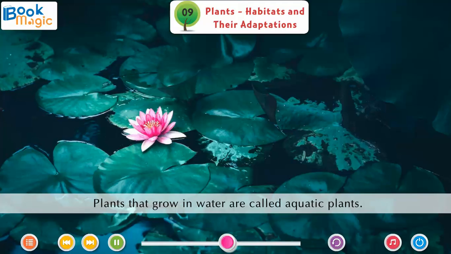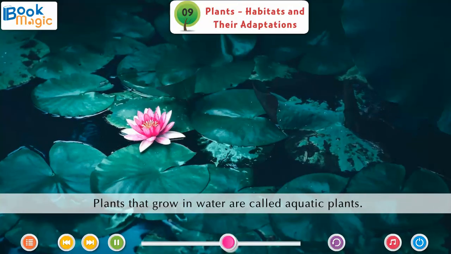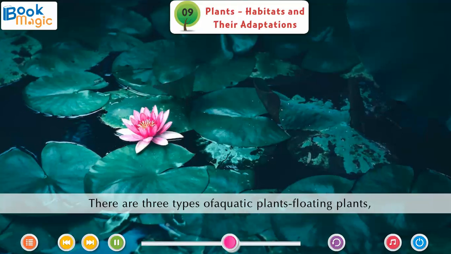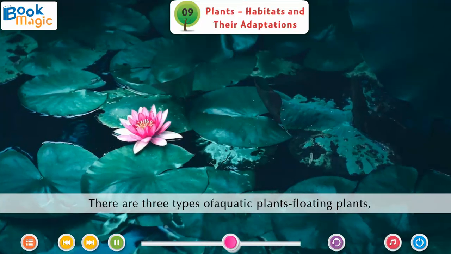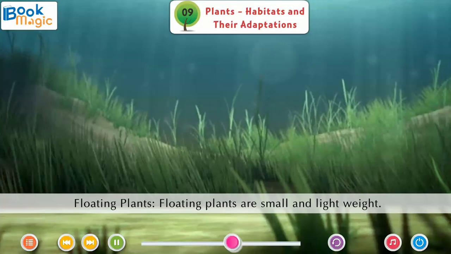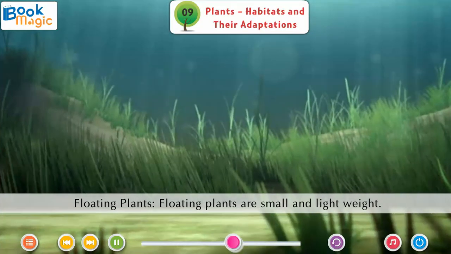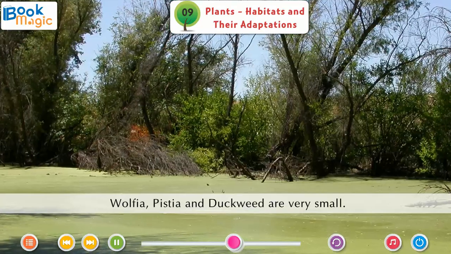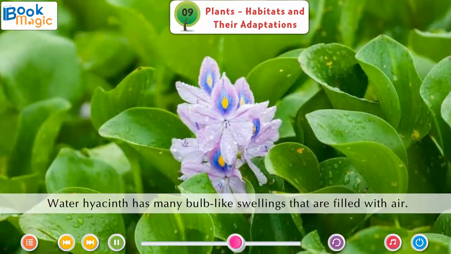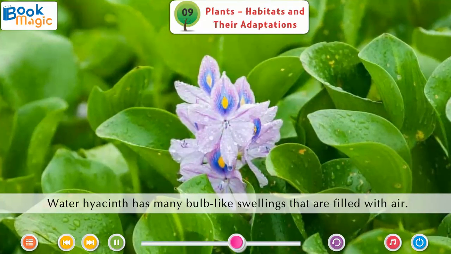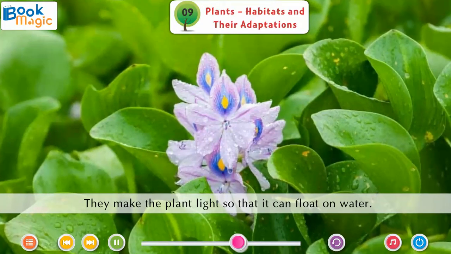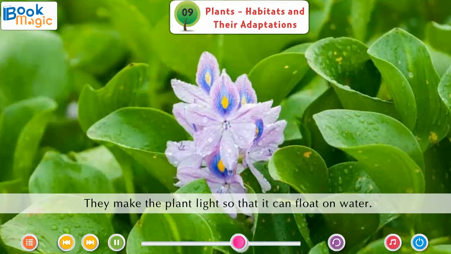Aquatic plants. Plants that grow in water are called aquatic plants. There are three types of aquatic plants: floating plants, fixed plants, and underwater plants. Floating plants. Floating plants are small and light in weight. Wolffia, pistia, and duckweed are very small. Water hyacinth has many bulb-like swellings that are filled with air. They make the plant light so that it can float on water.